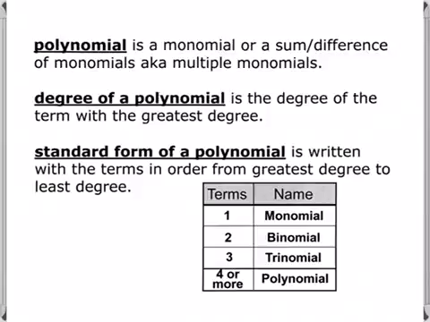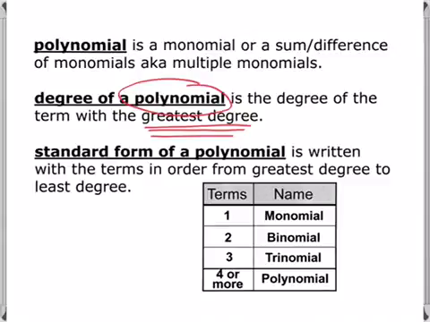A polynomial is a monomial or a sum or difference of monomials, aka multiple monomials. So a polynomial could be one monomial or multiple monomials put together, separated by the addition and subtraction symbols, creating different terms. The degree of a polynomial is the degree of the term with the greatest degree. So to find the degree of a polynomial, you're looking for the monomial term with the highest degree.